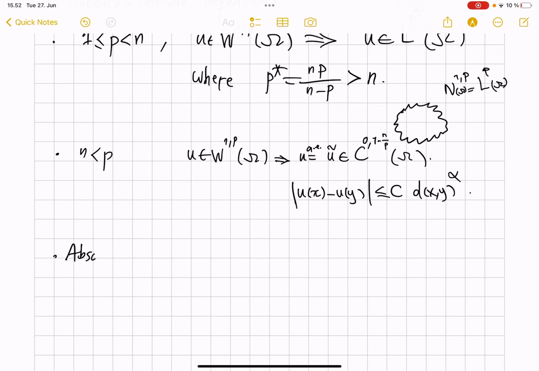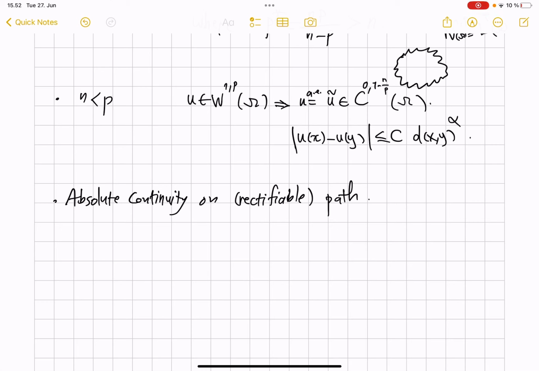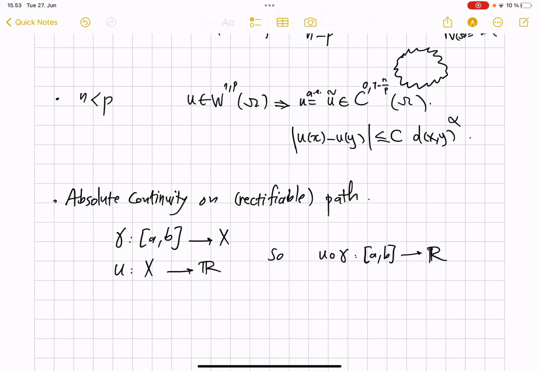Another one is absolute continuity on a rectifiable path. If you restrict a Sobolev function to a rectifiable path in the space, so gamma is a path, that means it goes from a compact interval into your space X, and remember that u is a function from X to R, so u composed with gamma becomes a real valued function on a compact subinterval of the real line. So there are no ghosts here. It's not even a quotient or anything. It's exactly a function from R to R, and absolute continuity is a very, very strong property for such functions.